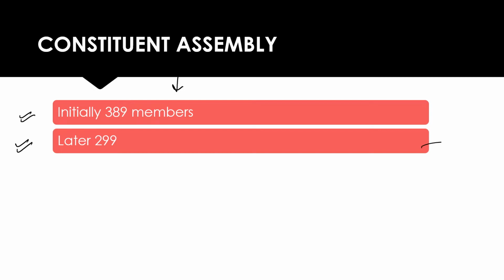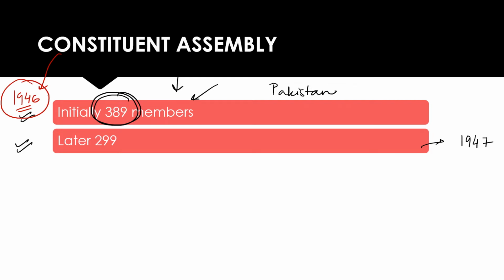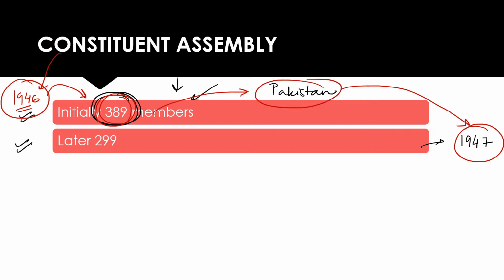The reason for that was that this number of 389 included some regions which are now in Pakistan. As you know, the partition of India happened in 1947 and the Constituent Assembly, like we saw, was 1946, right? So as of 1946, there were 389 members. However, in 1947, after the formation of Pakistan, the members that belonged to the regions that are presently in Pakistan had to leave this Constituent Assembly, and therefore the Constituent Assembly of India later on had only 299 members.